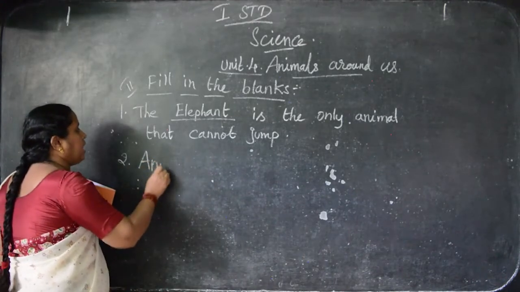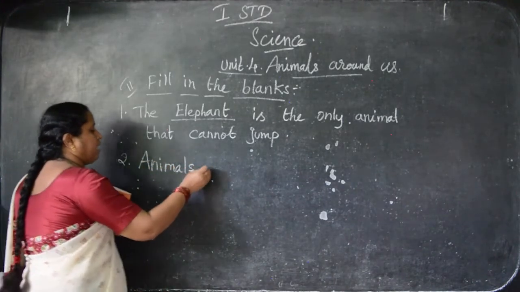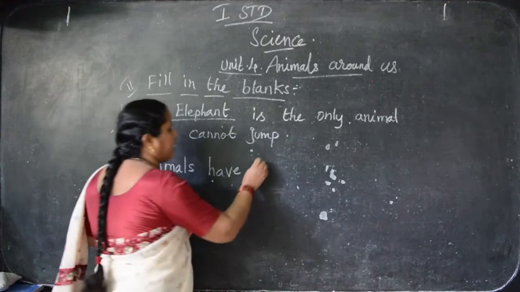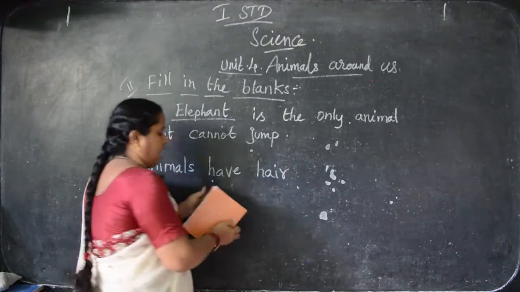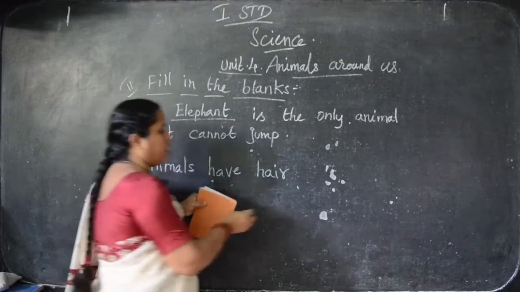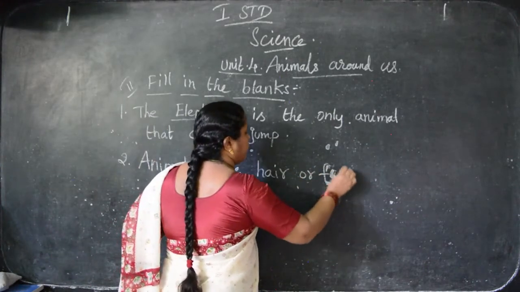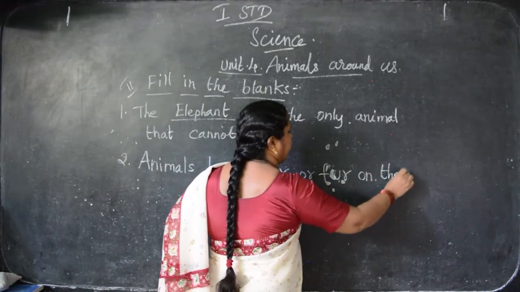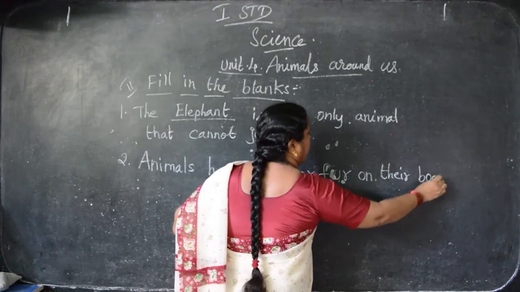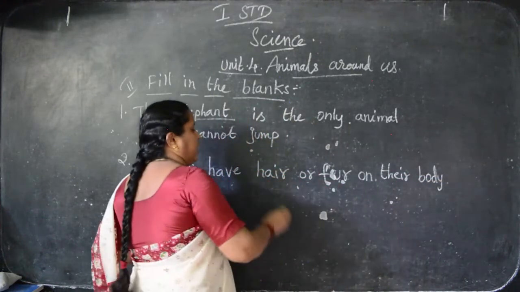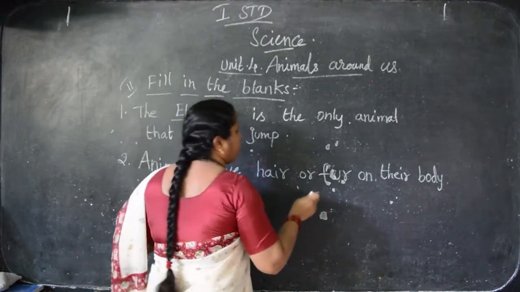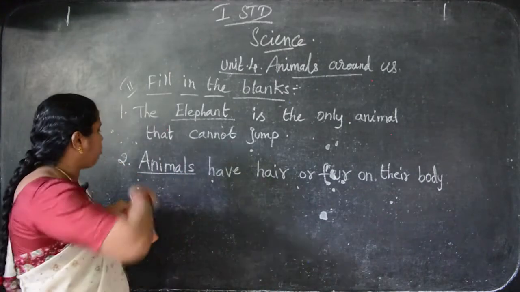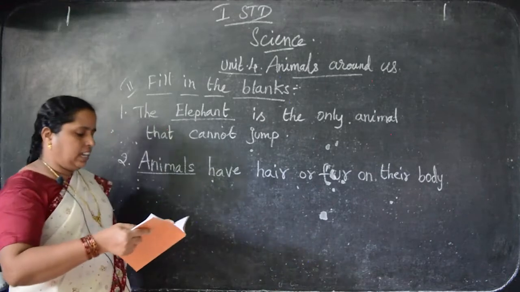Okay, now second one. Animals, A-N-I-M-A-L-S. Animals have hair or fur on their body. O-N, on. T-H-E-I-R, their. B-O-D-Y, body. Animals dash have hair or fur on their body. So here is the dash. Animals, what spelling? A-N-I-M-A-L-S, animals.